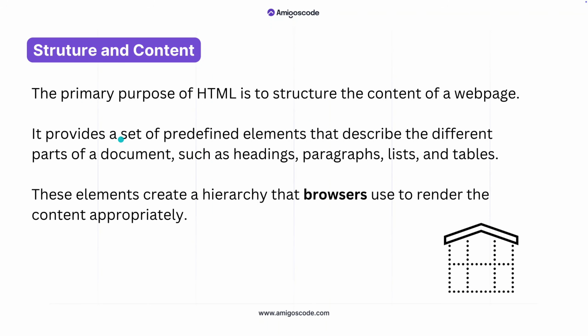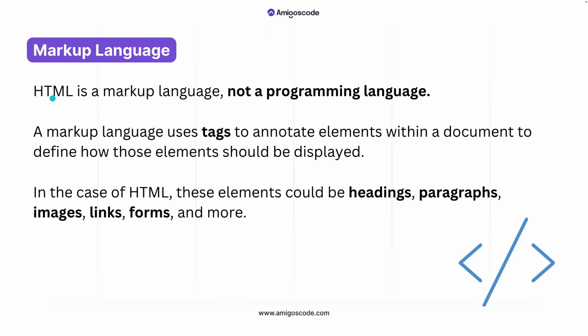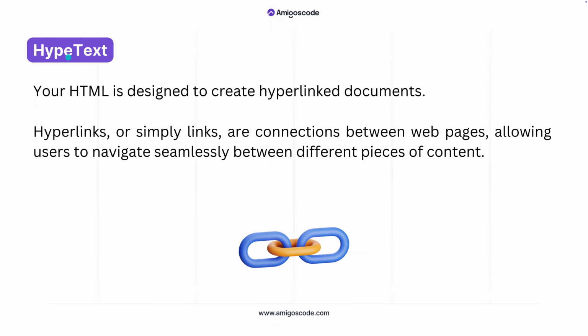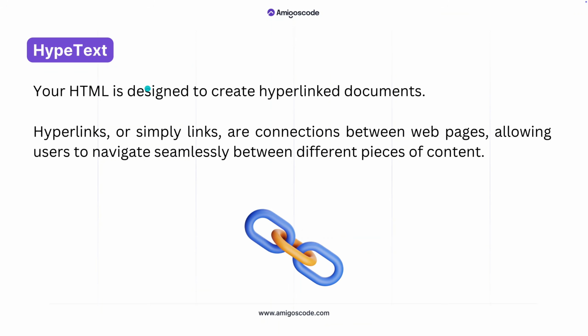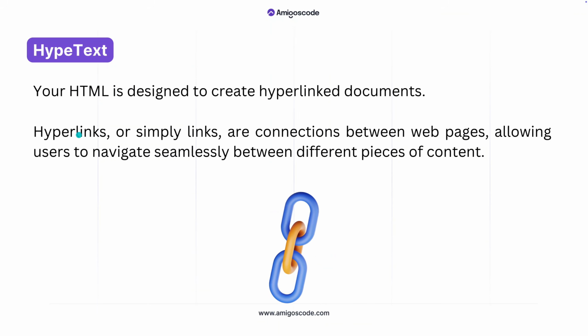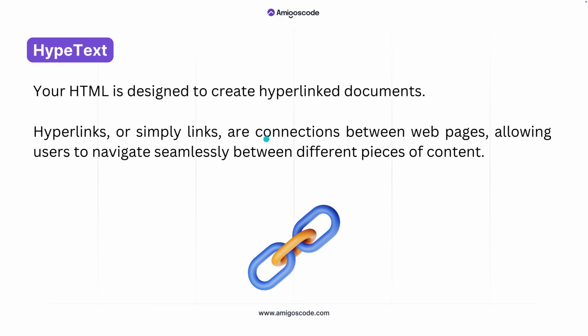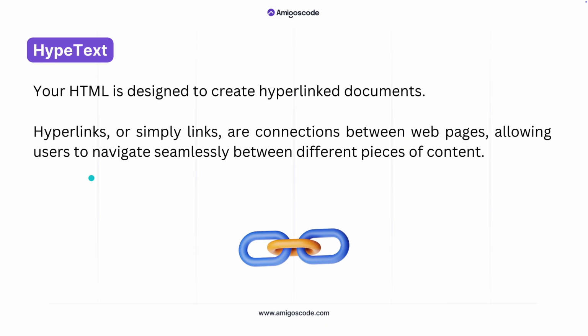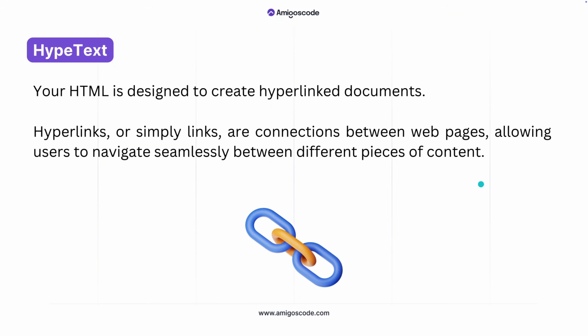It provides a set of predefined elements that describe the different parts of a document, such as headings, paragraphs, lists, and tables. So you'll see how this will come together, but HTML is a markup language and not a programming language. So bear that in mind. All right. So also we have something called hypertext, and these are basically links. So hyperlinks in here, or simply links, are connections between web pages, allowing users to navigate between different pieces of content.